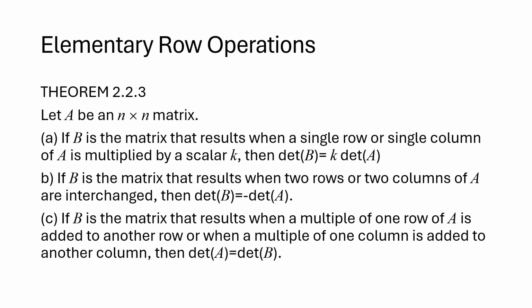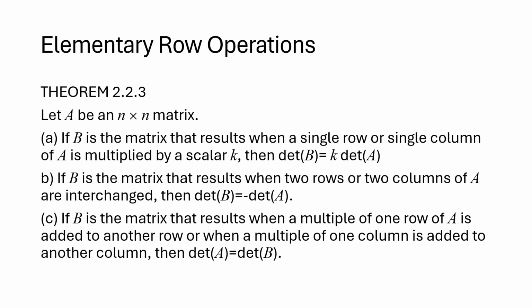And if B is the matrix that results when a multiple of one row or column of A is added to another row or column, then the determinant of B is equal to the determinant of A.